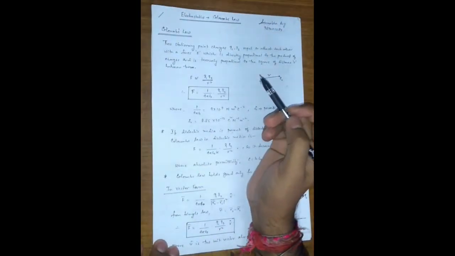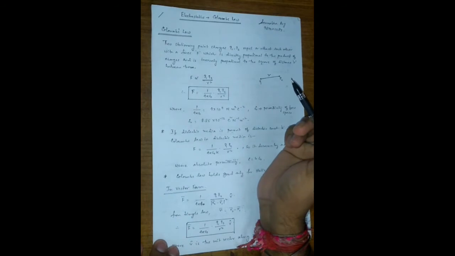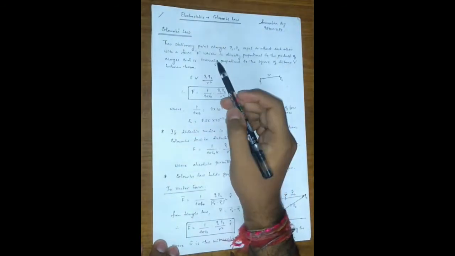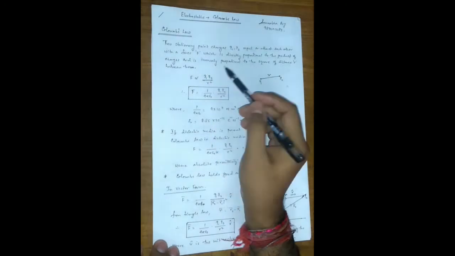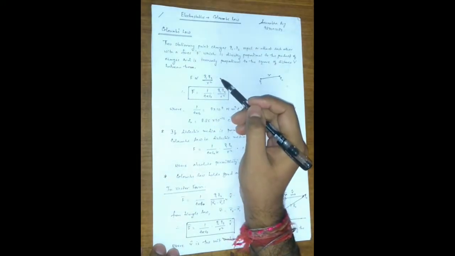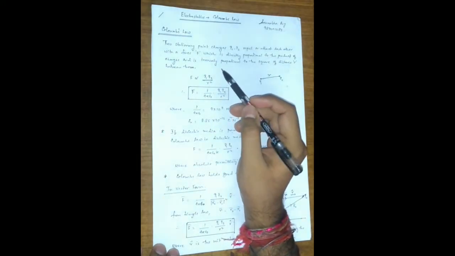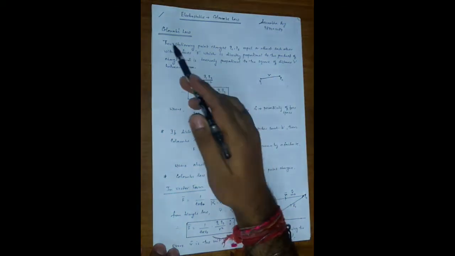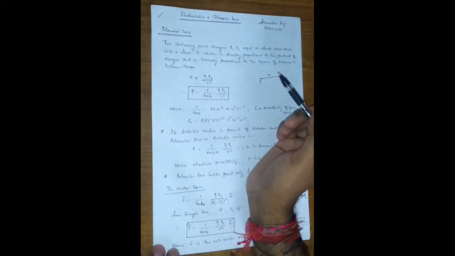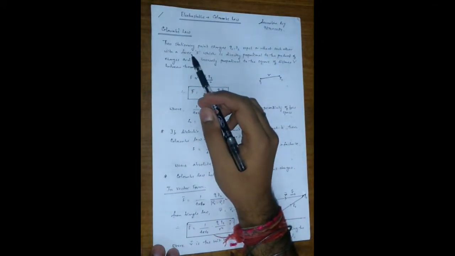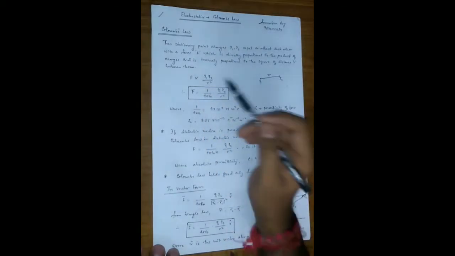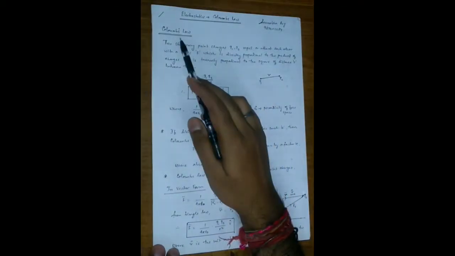So now we'll basically start the electrostatics portion for class 12 physics. The first thing to be learned in the electrostatics portion is basically Coulomb's law. So what is Coulomb's law? Let's state Coulomb's law. First I will read it and then I will explain.